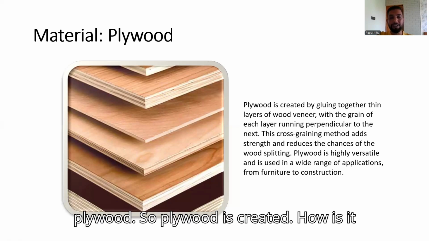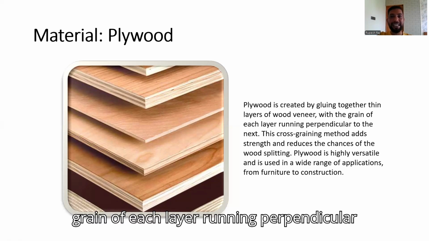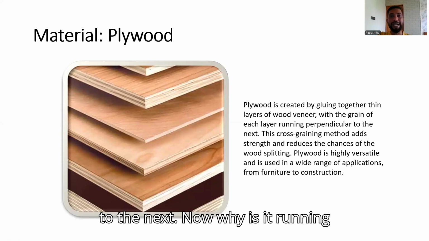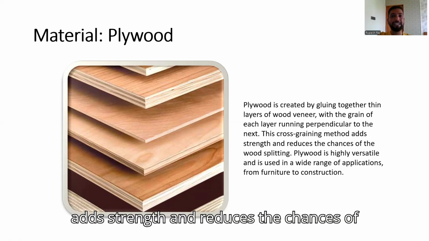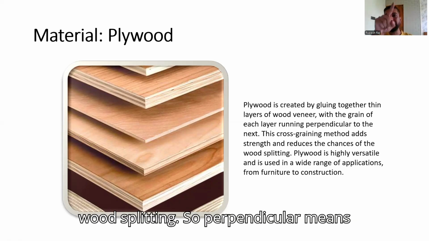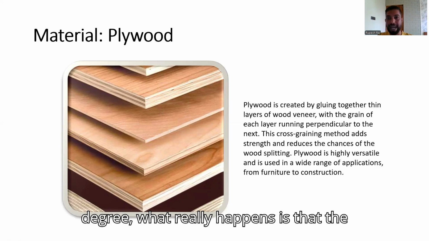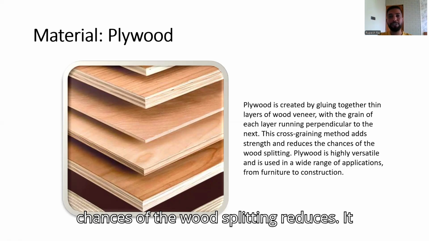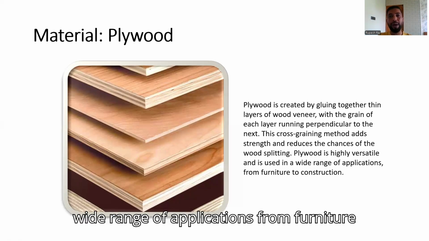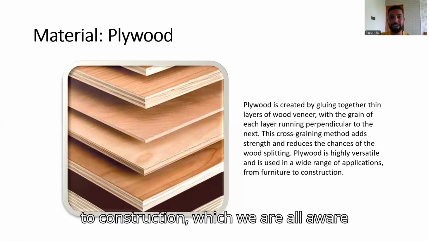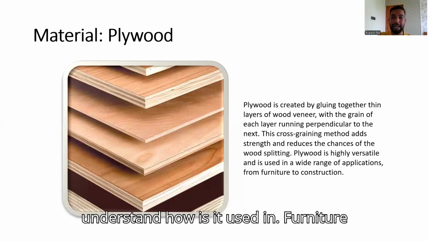So plywood is created. How is it created? It is created by gluing together thin layers of wood veneers with the grain of each layer running perpendicular to the next. Now, why is it running perpendicular? This cross-graining method adds strength and reduces the chances of wood splitting. So perpendicular means 90 degrees. If the veins are running at 90 degrees, the chances of the wood splitting reduce, and it adds strength to the plywood. And plywood is highly versatile and used in a wide range of applications from furniture to construction, which we are all aware of, and because of which we are here to understand how it is used in furniture and in construction.